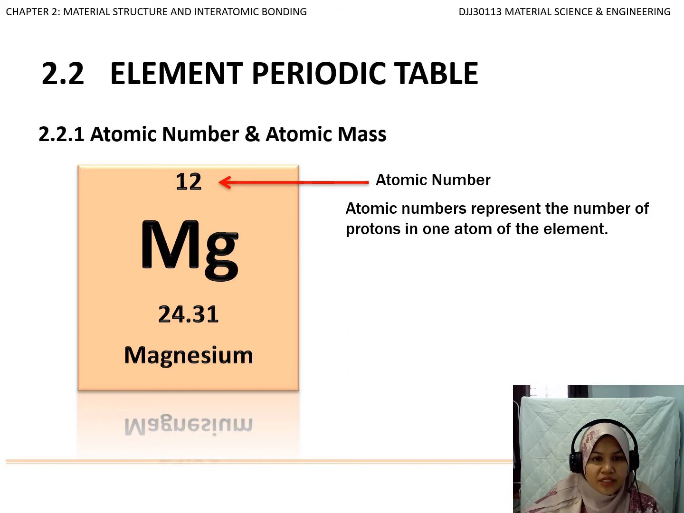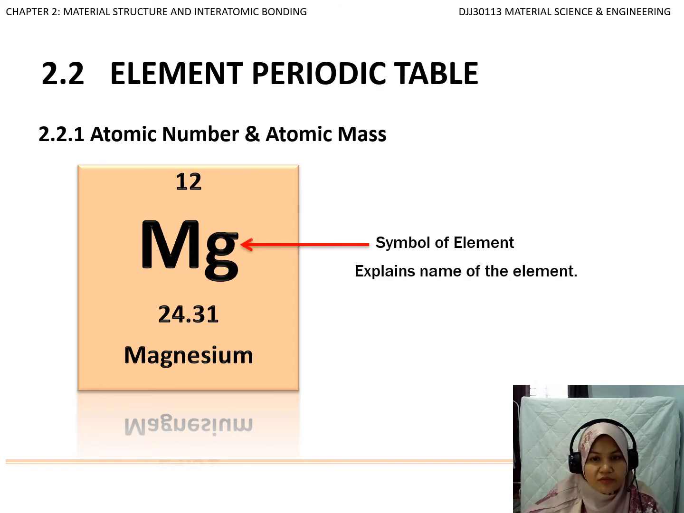What is atomic number? Atomic number represent the number of proton in one atom of the element. Maksudnya atomic number ni adalah number proton lah, dalam satu atom. What is Mg? Mg is a symbol of element. This explains the name of element.